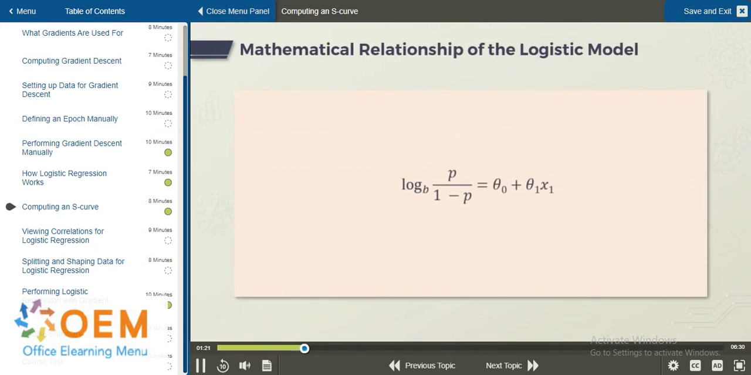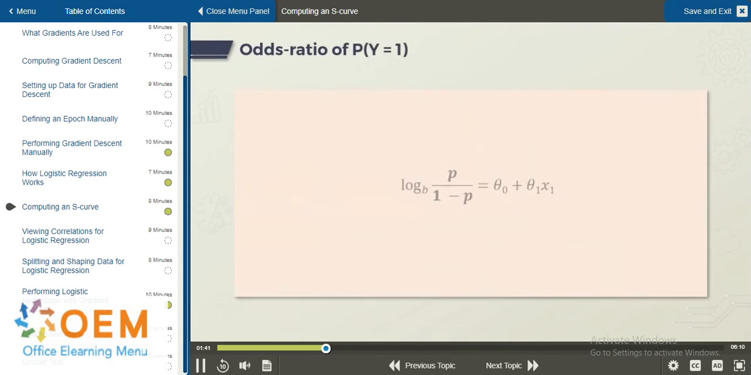Next, let's turn our attention to the functional form of the logistic regression model. Here it is on screen now. If you look closely at the right hand side of this equation, you can see the similarity with linear regression. This is our familiar functional form theta 0 plus theta 1 x1. However, what's on the left hand side of the equal to sign is not quite so familiar.